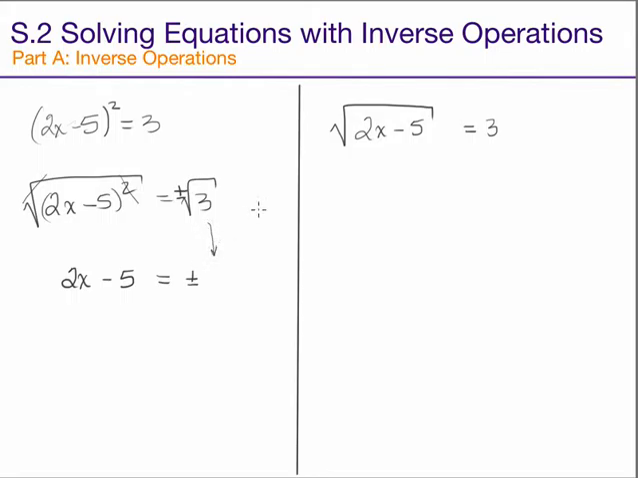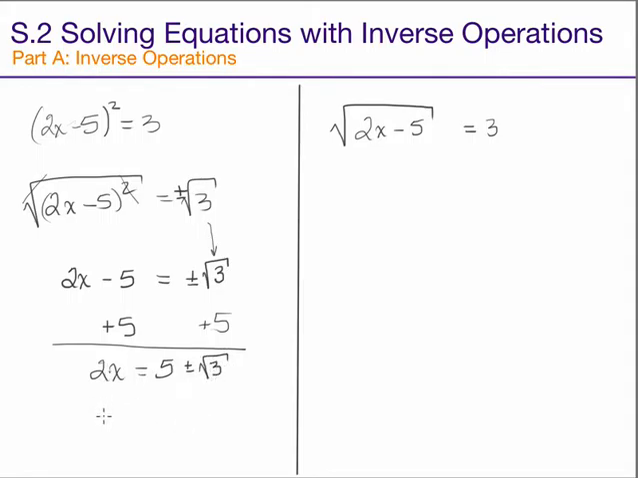Evaluating the square root of 3, well, I can't. 3 is not a perfect square. It can't be simplified, so I just need to leave this like this. Now I can continue solving as I did earlier in the quarter. Add 5 to both sides. 2x equals, and here I'm going to do what I promised earlier. I'm going to write the 5 first, and then plus or minus the other number.